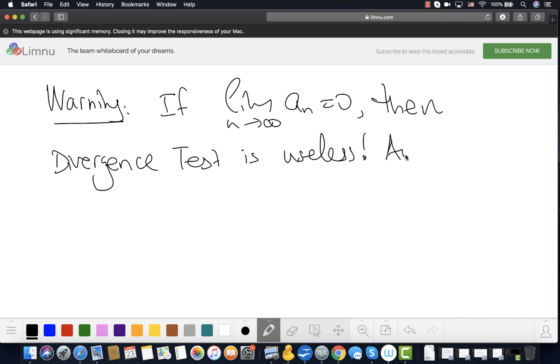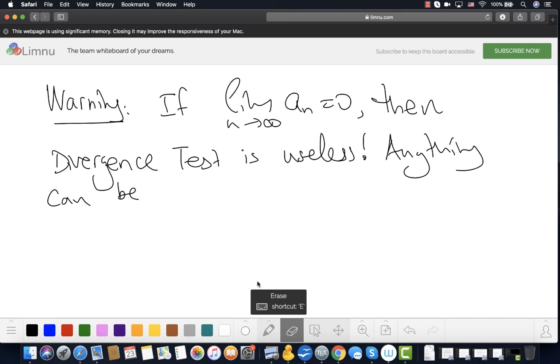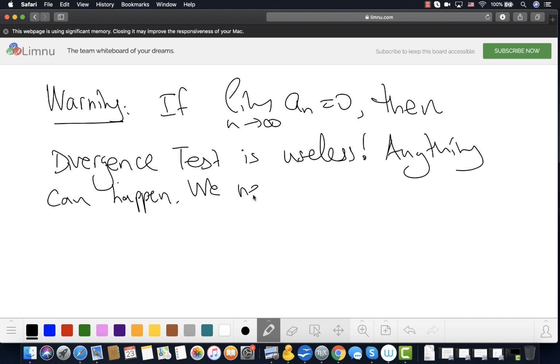Anything can happen in this case. We need more information, basically. Anything can happen. We need more tools. So we actually already saw a phenomenon like this before.